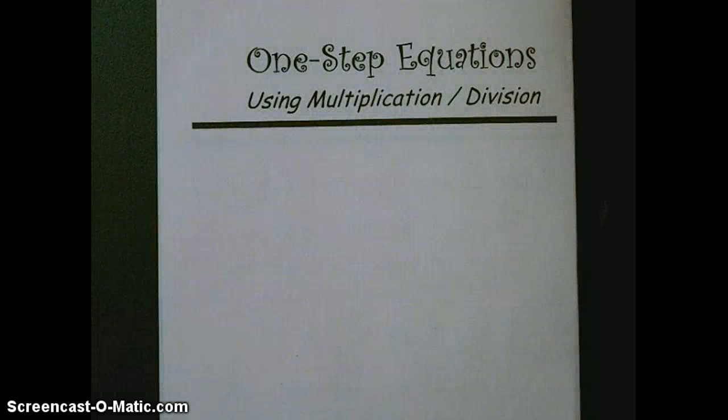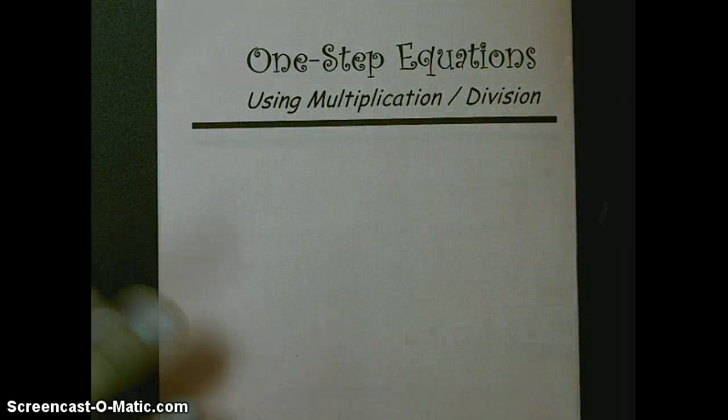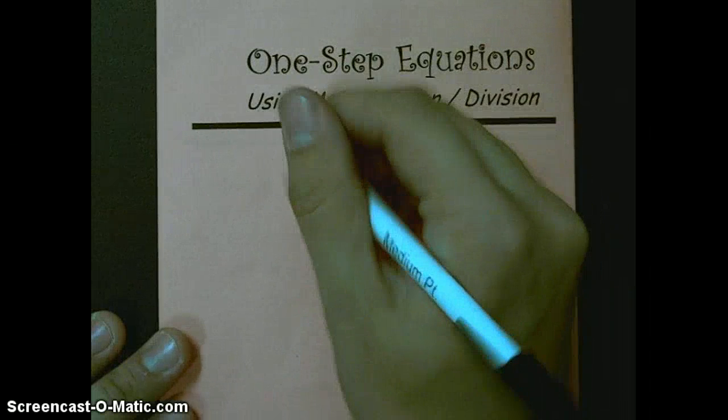Okay, hello. We're looking at our foldable, first of all, here, one-step equations using multiplication division. This is the second page. We're going to look at that first. And here's how we want to start it. We want to start by identifying what are inverses of each other. So it's kind of like with the adding and subtracting. We always did the opposite. We'll do the same thing here.